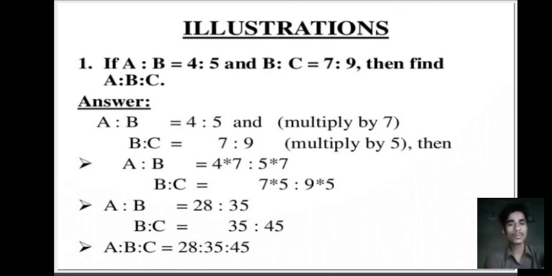A is to B equals 28 is to 35. B is to C equals 35 is to 45. A is to B is to C equals 28 is to 35 is to 45.